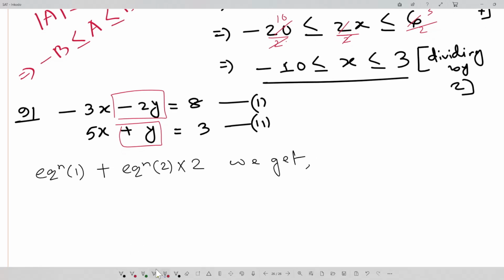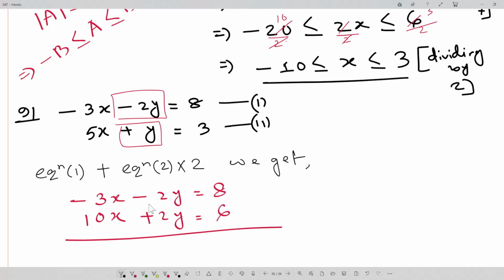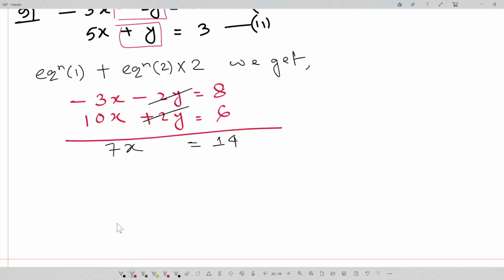First we write minus 3x minus 2y equals 8, right? And then equation 2 we multiply by 2, so it will be 10x plus 2y equals 3 times 2, which is 6. Now look, minus 2y and plus 2y cancel out, 10x minus 3x is 7x, equals 8 plus 6, which is 14, right? Now we can divide both sides by 7, so x equals 2.